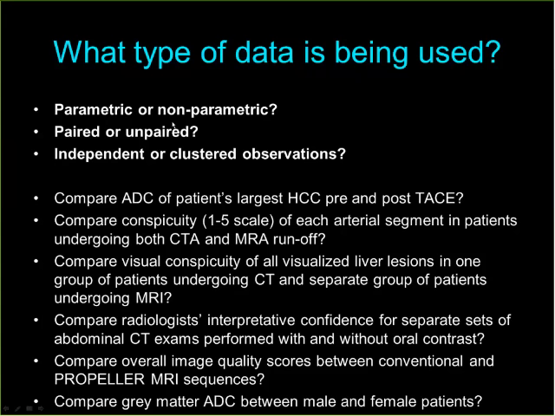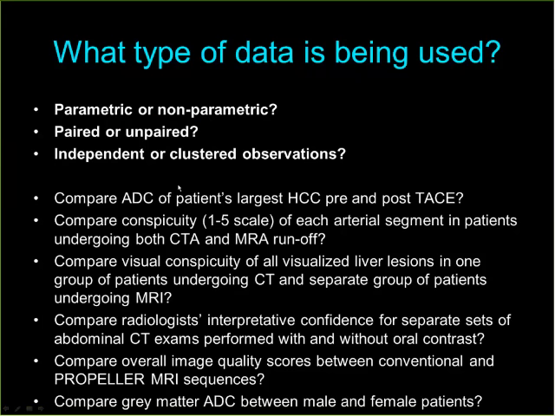So these are the three questions we've just gone through to ask ourselves about the data. Is it parametric or non-parametric, paired or unpaired, independent or clustered observations? And we'll have a list of examples, and we'll walk through this for each of them. My point isn't to belabor this, but this is so critical that we can't really pick the right test for our data.